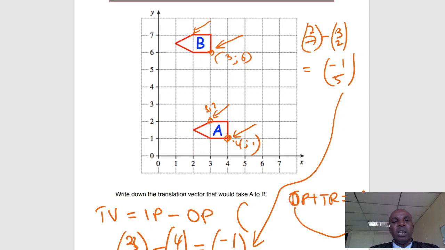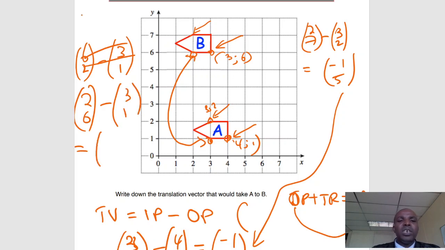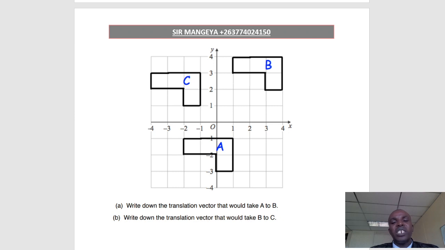So you take any of the points that you want. Even if you would take this one and this one, the answer was still going to be the same. Let's try it. 6, 2 minus this point is 3, 1. It's 2, 6. You start with x, not with y. Then minus 3, 1. So it will be 2 minus 3 minus 1, 5. You still get the same answer. So translation vector is equal to image point minus original point.